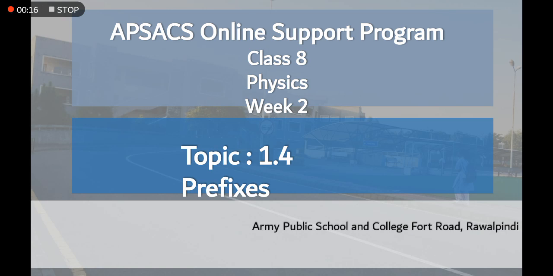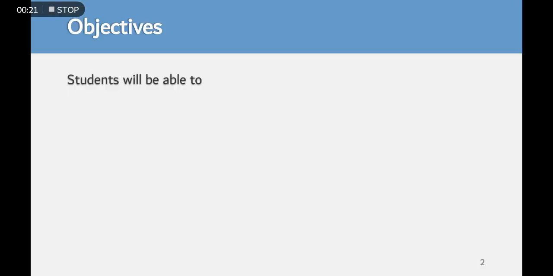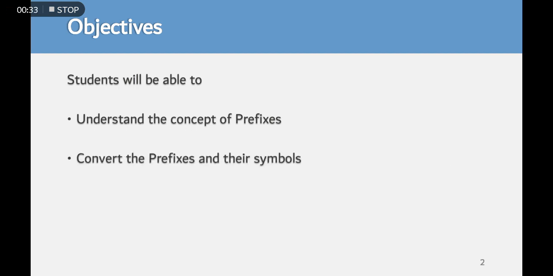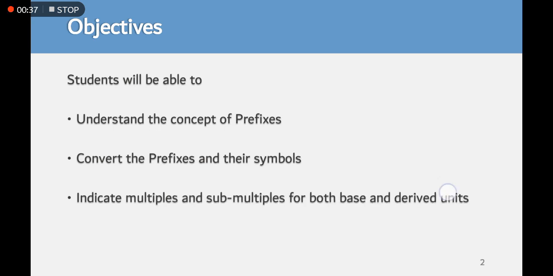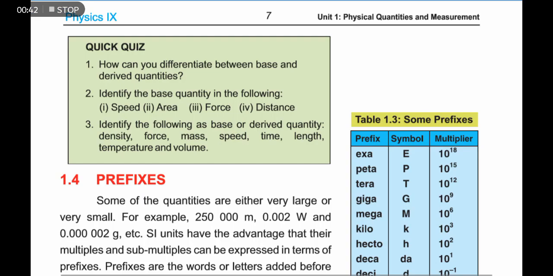The topic of our lecture is prefixes from chapter number 1. So let me share the objectives of our lecture. At the end of the lecture, you will be able to understand the concept of prefixes, convert the prefixes and their symbols, indicate multiples and submultiples for both base and derived units, and implement the concept of prefixes in problem solving. This is page number 7 of your textbook, in which you have topic 1.4, prefixes.